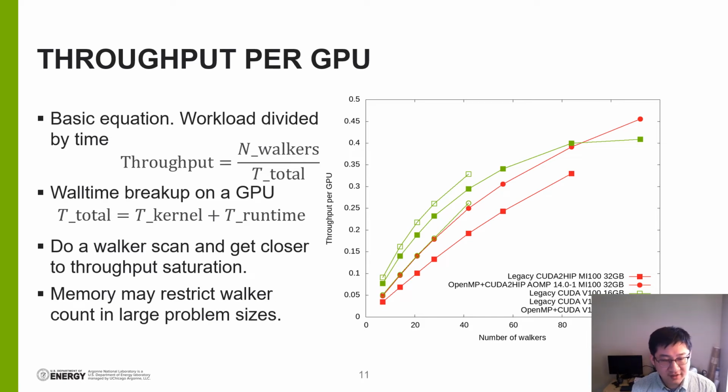The overhead is kind of constant, but the kernel time is roughly proportional to the number of workers. That's why on the right side, the figure indicates that as the worker count increases, the throughput saturates. That's why when you do a GPU performance study, it is always required to do a worker scan to max out performance. Another limiting factor: more workers need more memory, so you may get limited in large problem sizes.